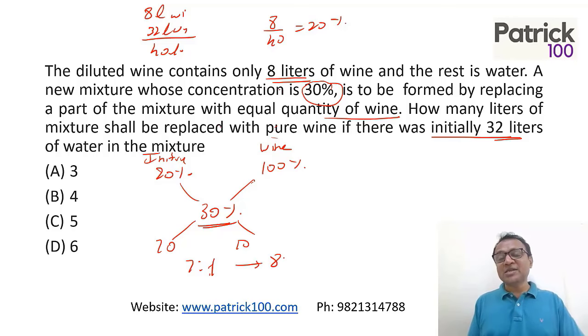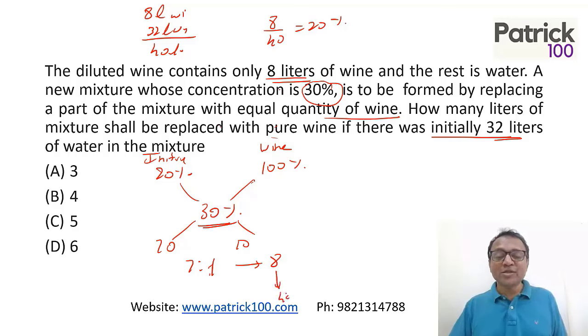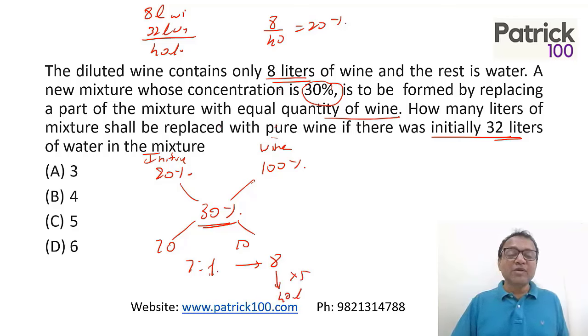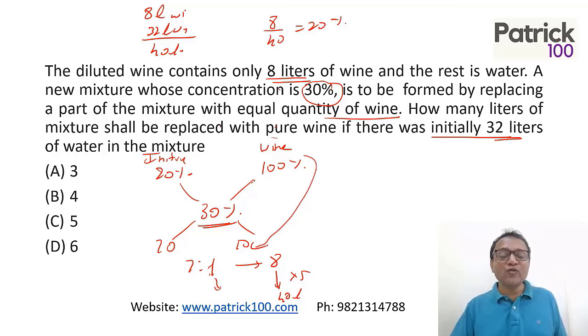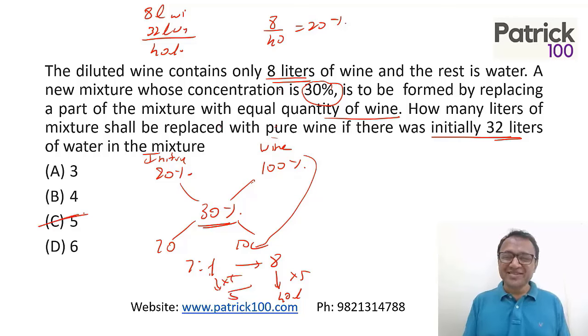In the replacement sum, the final mixture is the same as the initial mixture. Final mixture 8 stands for 40 liters, so 5 times. Remember, basically we want how much wine is added, to be replaced. So 1 will stand for 1 into 5 liters. C option is the answer. That's the answer.